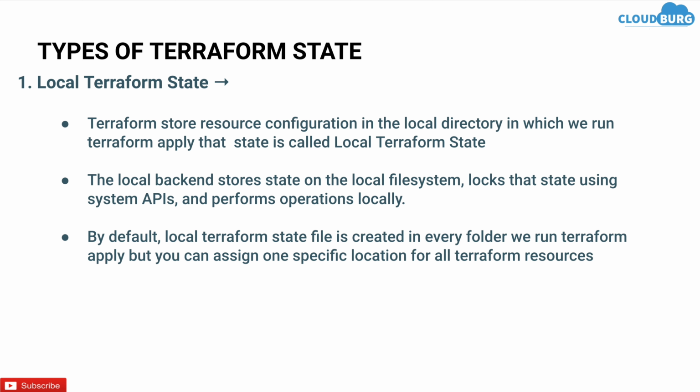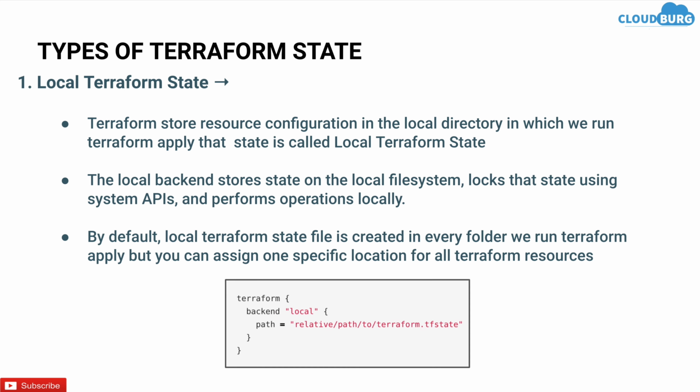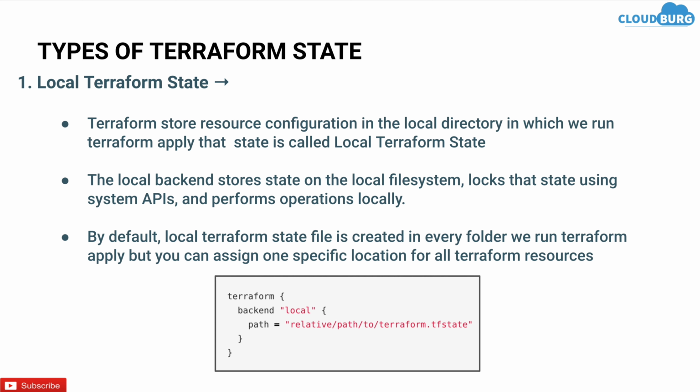So if you're not going to give any path for the Terraform state, then Terraform will automatically create a Terraform state file in every directory you run Terraform apply. So the solution is to always use Terraform state configuration. In that configuration, you have to assign the backend as local and the path where your terraform.tfstate file exists. Then whenever we create a new resource, Terraform will check the state from this particular file.